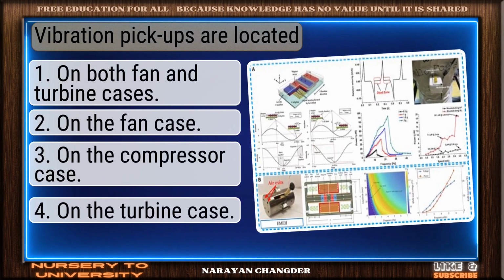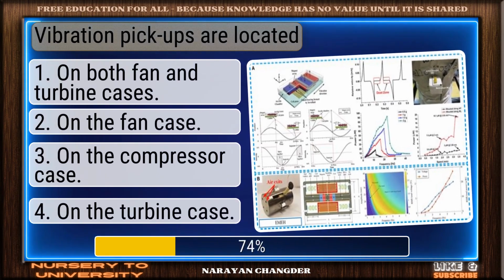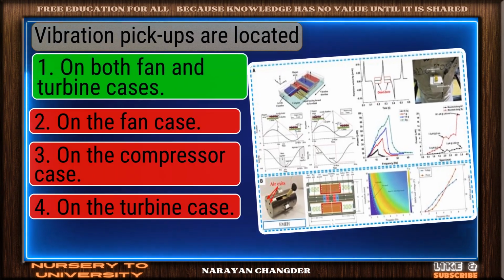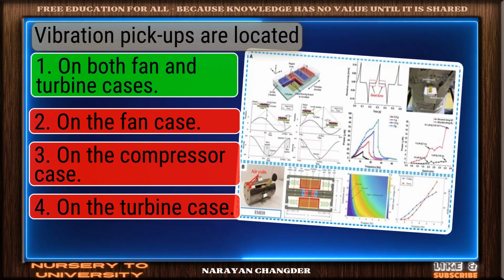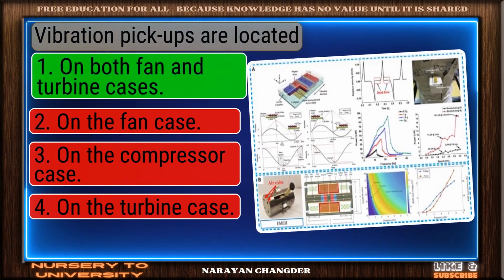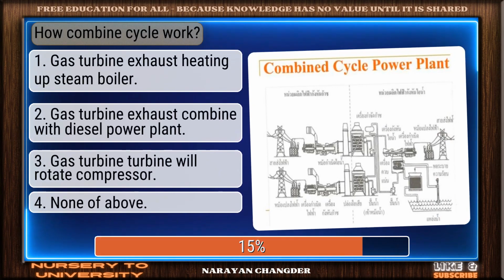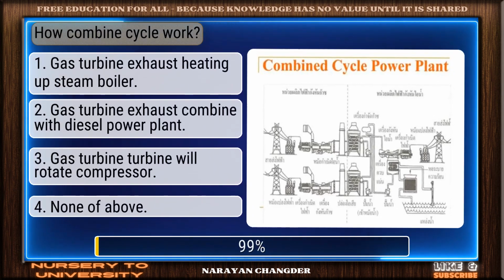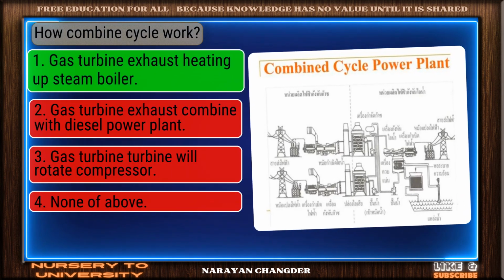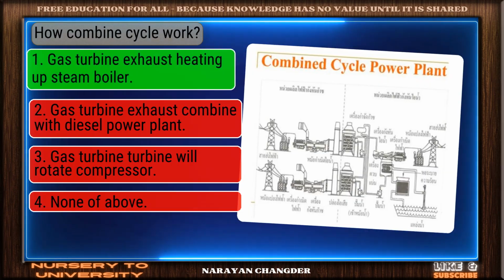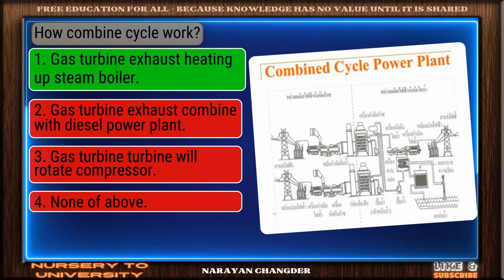Vibration pickups are located... You got it. Your choice, on both fan and turbine cases, is right. How does combined cycle work? Solid response. Gas turbine exhaust heating up steam boiler is a valid choice.